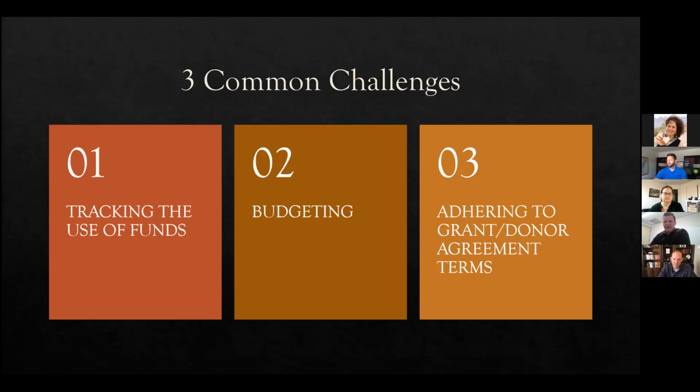QuickBooks has that tool, makes it actually pretty easy, even in the online or desktop version. So that's just some quick info for you guys.